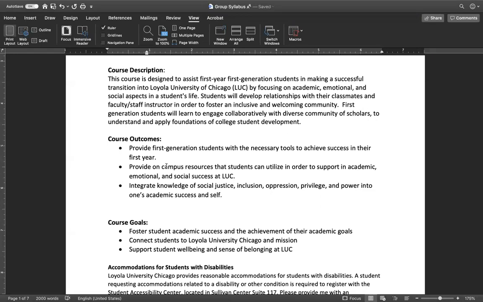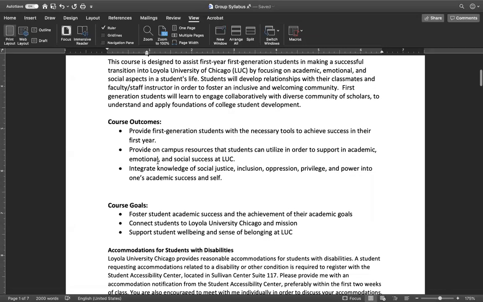So we really thought it would be great to come up with a class that assists them with this transition. Some of the outcomes that we have are wanting to ensure that first-generation students are provided with the necessary tools to achieve success in the first year, as well as ensuring that we're able to provide them with campus resources that they can utilize in order to support academic, emotional, and social success at Loyola. And then finally, we wanted to integrate knowledge of social justice, inclusion, oppression, privilege, and power into their academic success and self.